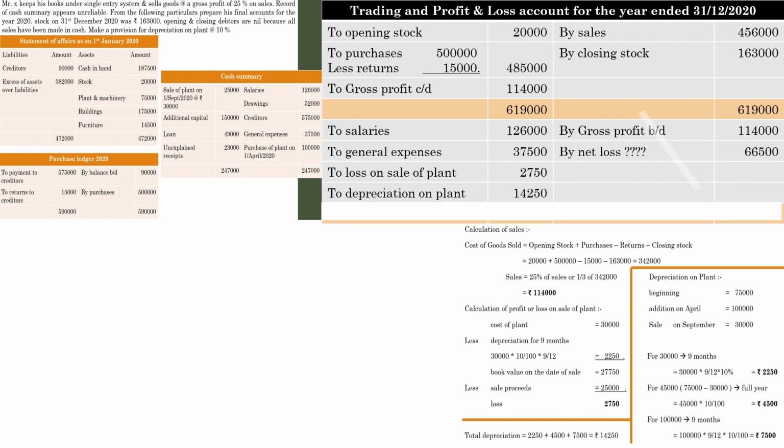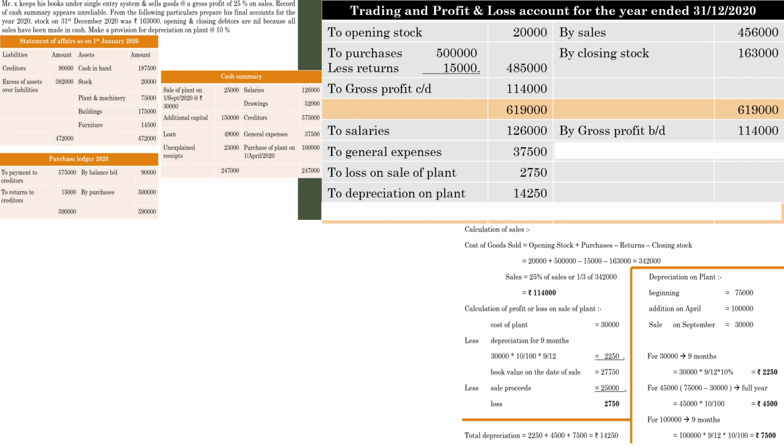You can show it in the credit side, but it is better to show the amount in the next statement, that is balance sheet, because here it is mentioned unexplained receipt. So the receipt can be in any form. It may be in the form of incomes or in the form of current assets likewise. So since there is no information regarding the nature of the receipts, it's better to show that receipt in the balance sheet rather than in the profit and loss account.